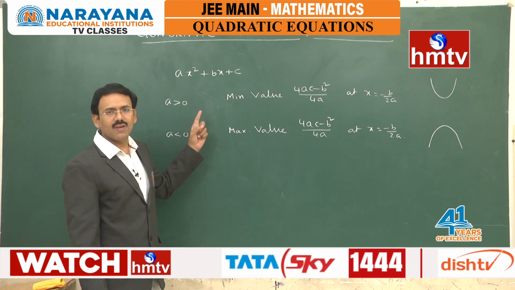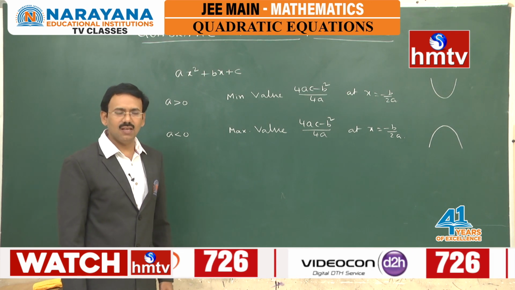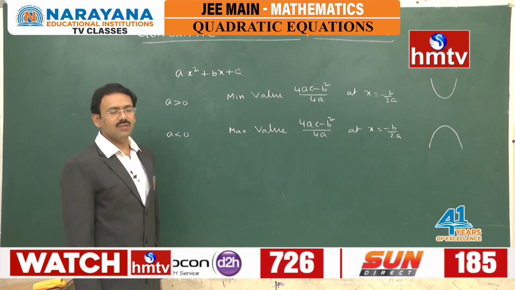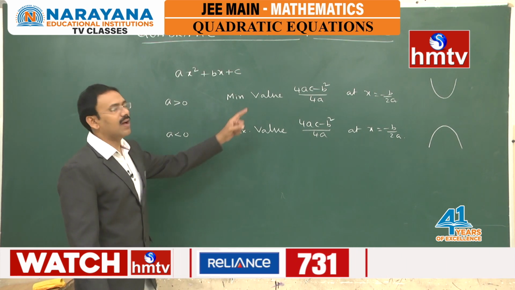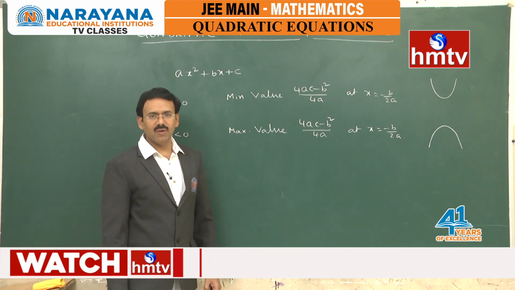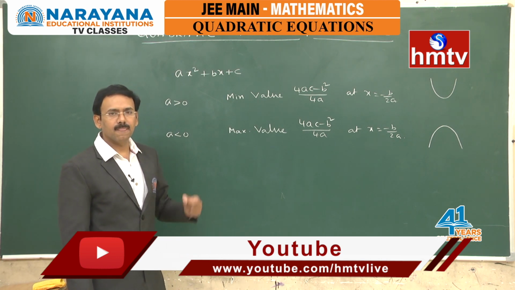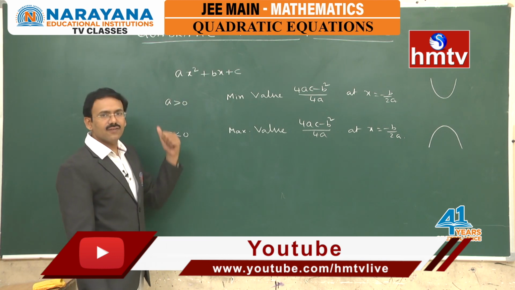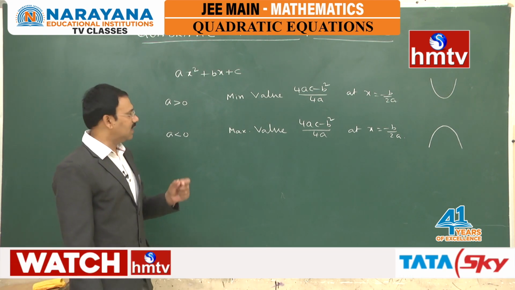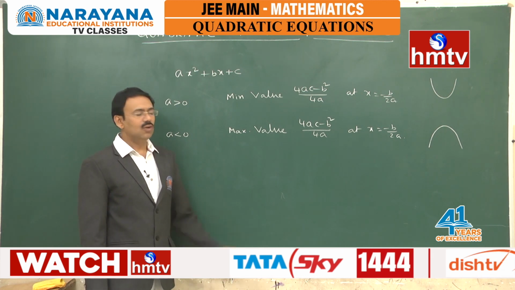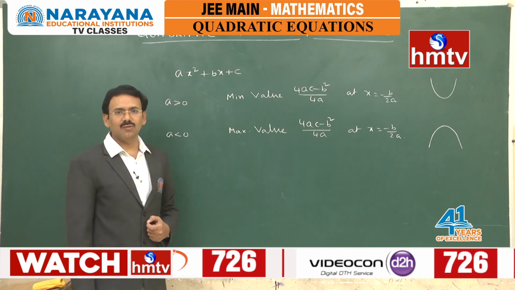In the last class we have seen, for the quadratic expression ax square plus bx plus c, when a is positive, the graph will be an upper parabola, it will have minimum value (4ac minus b square) by 4a when x is equal to minus b by 2a. In the same way, when x square coefficient a is negative, the graph will be a down parabola and it will have maximum value (4ac minus b square) by 4a when x is equal to minus b by 2a.